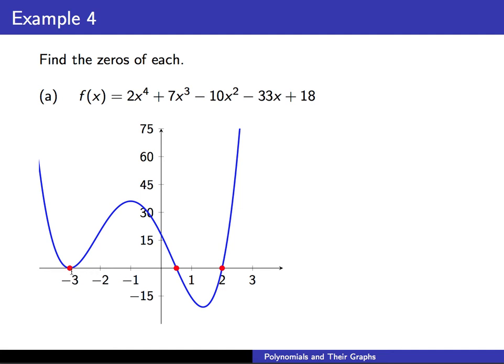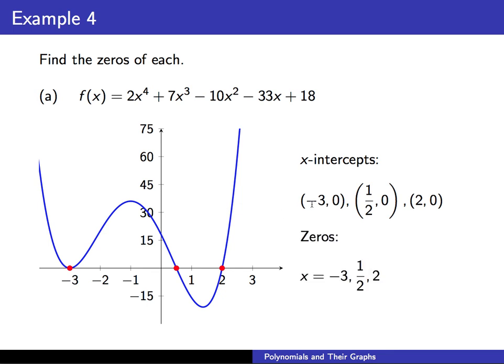If you look at -3 here, it hits the x-axis and then goes back up. This one goes through, and this one also goes through. This has to do with what's known as multiplicity. But for right now, in terms of finding the zeros, if we use technology, we can find them to be at (-3, 0), (1/2, 0), and (2, 0) for the x-intercepts. So the zeros are just those x-coordinates: -3, 1/2, and 2.